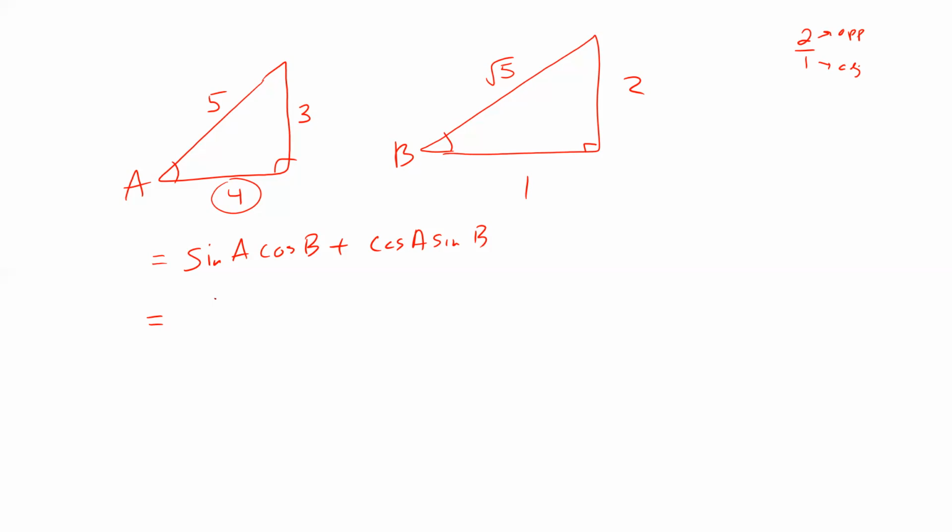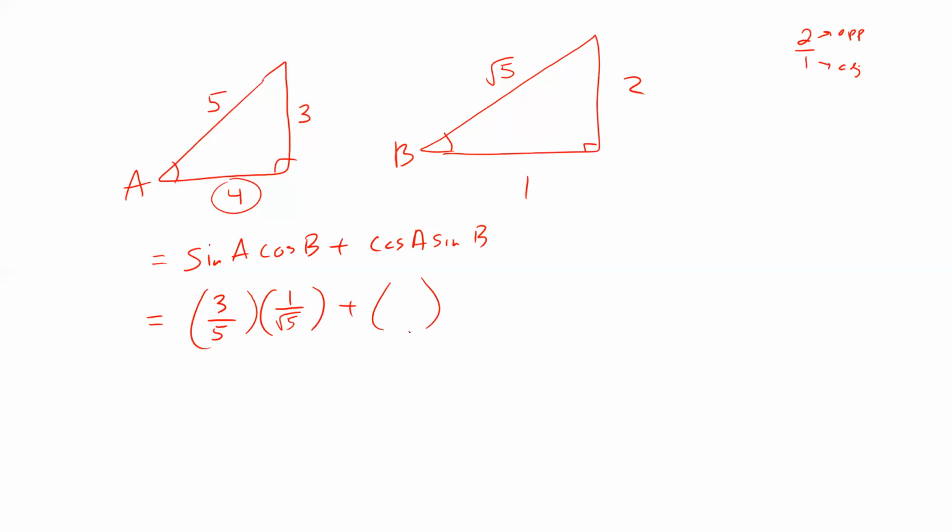Sine of A, we know that's 3/5. That's easy enough. Cosine of B, anybody? 1 over square root of 5. I'll go with that.